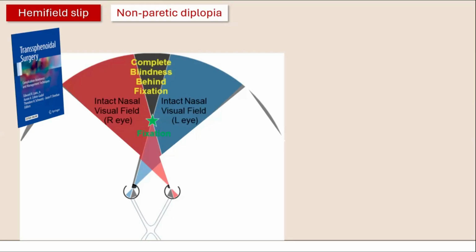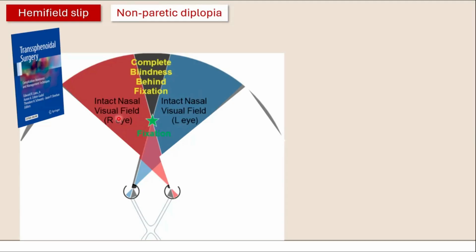Now, look again at our case. We are talking about bitemporal hemianopia. Don't forget that we are talking about pituitary adenoma that results in typical bitemporal hemianopia. So as you can see here, I removed the temporal crescent from each field, the right field and left field. So what do we have right now? We have the intact nasal field of the left eye on the right side, okay? And the intact nasal field of the right eye on the left side.